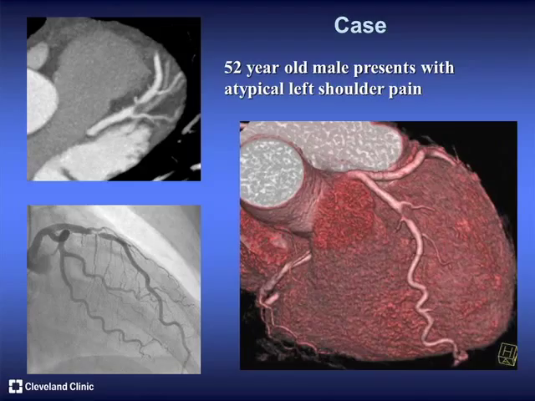He subsequently went on to have angioplasty, and he's doing well. But this is the strength of CT angio. It not only looks at the lumen, but it can look at the vessel wall, and also whether or not there is calcification or not, obviously.